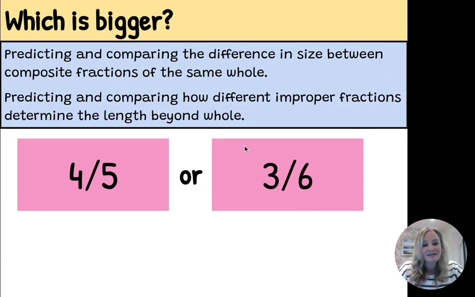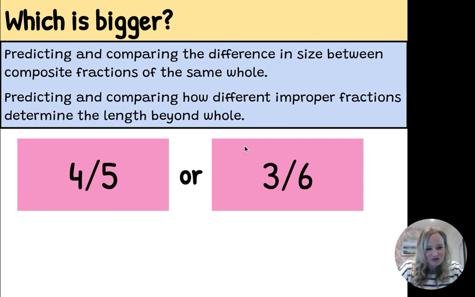We can then look at comparing fractions. So which is bigger? Predicting or comparing the difference in size between composite fractions of the same whole. And that's what we were talking about when we were looking at ordering fractions before. We can't order and compare fractions unless they are compared to the same whole. Predicting and comparing how different improper fractions determine the length beyond the whole. So first of all, starting with composite fractions, which is bigger, 4/5 or 3/6?